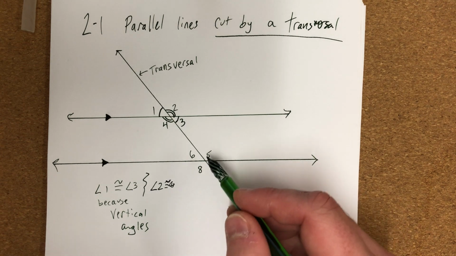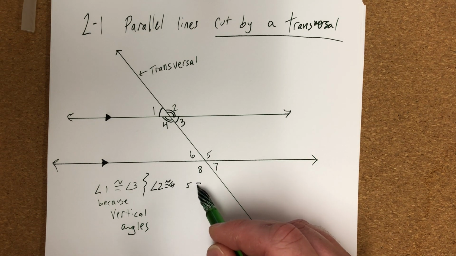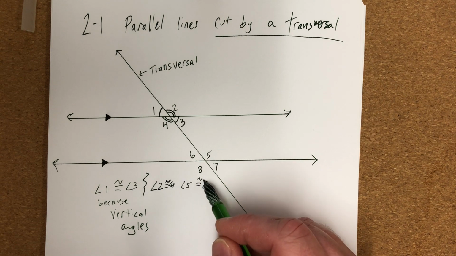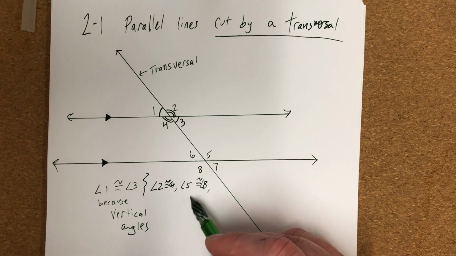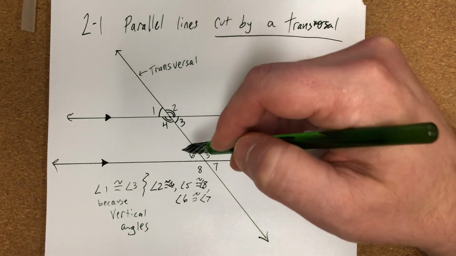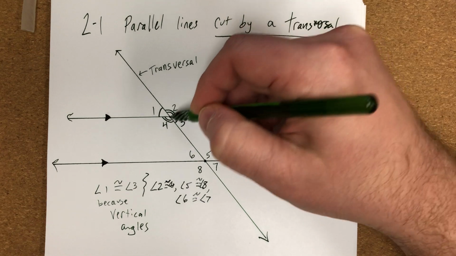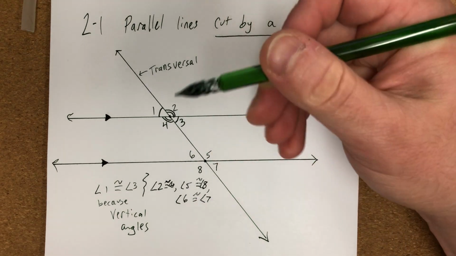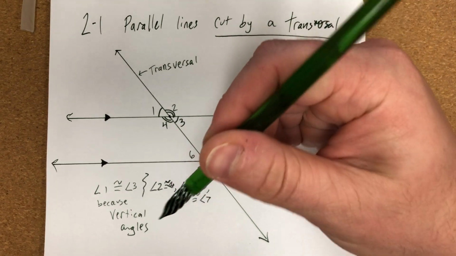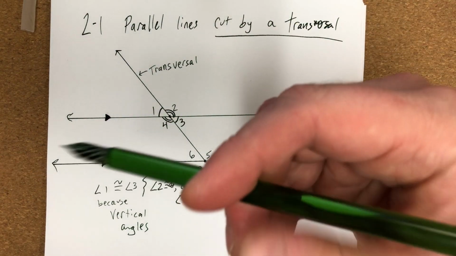So what else? Well, down here, 5 and 8, and 6 and 7. All right, that's what vertical angles means. Just anytime they're across the vertex from one another, they are equal to each other. We proved that in class one day, and you never have to prove it ever again. We're allowed to use that forever because we know it's true, because it's been proven to be true. All right, so there's that.